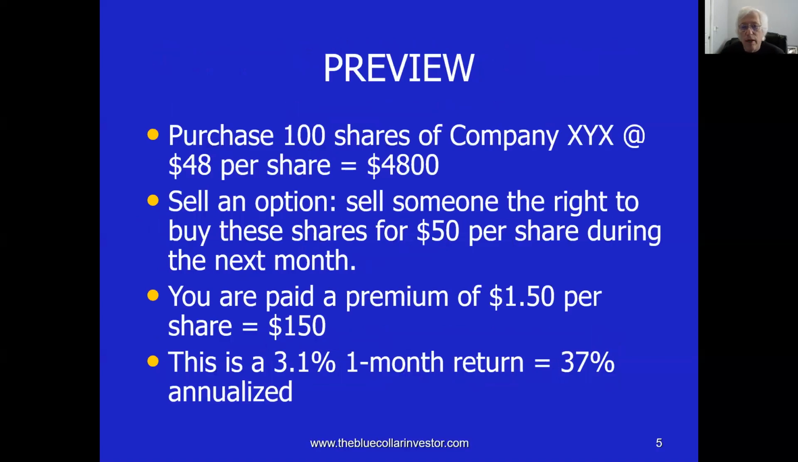Let's show a preview example here to make everything come alive. So we're going to start off in this example by buying 100 shares of company XYZ. It's important to keep in mind for every option we sell, we must own 100 shares of the underlying stock. So one options contract will consist of 100 shares of the underlying stock. So if we paid $48 for company XYZ, 100 shares would represent an investment of $4,800.